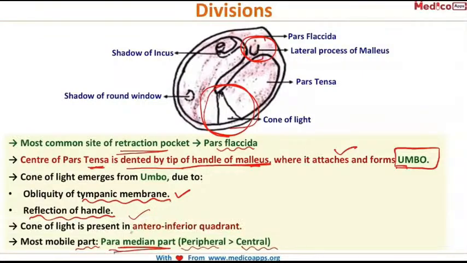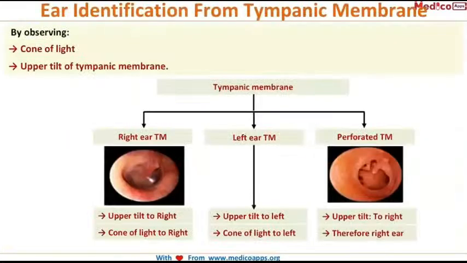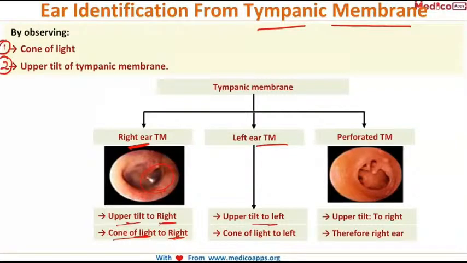Now another important point for identification, the cone of light is always present in the antero-inferior quadrant of the ear. Let's apply this. So if you see here, we are trying to identify the side of the ear from looking at the tympanic membrane. Two things we need to observe are the cone of light and the upper tilt of the tympanic membrane. So if it is the right ear, the upper tilt is towards the right and cone of light is also towards the right, as you can see here. And in the left ear, obviously the upper tilt will be towards the left and the cone of light will also be towards the left.